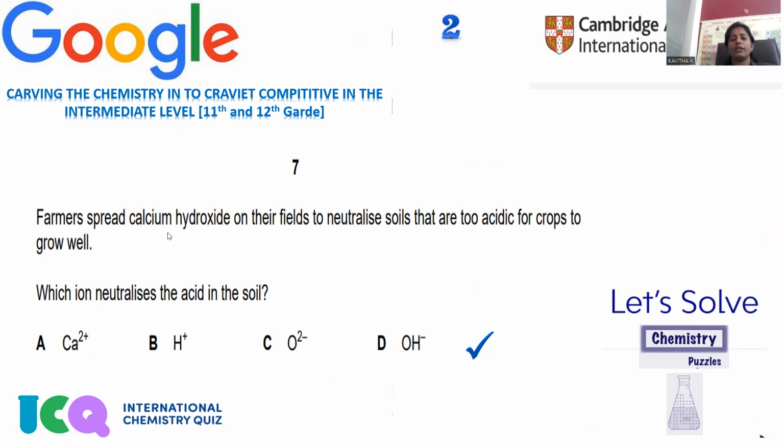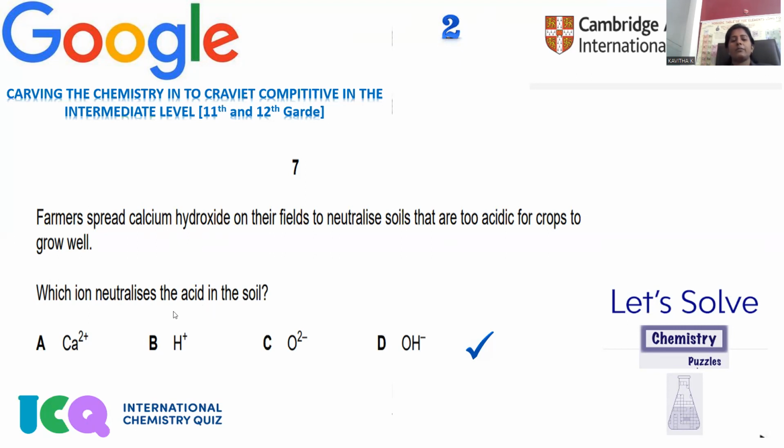So in order to neutralize, the compound added is calcium hydroxide. Which ions neutralize the acid in the soil? What is the component which is neutralizing here? If you are adding calcium hydroxide, what is the neutralizing agent?